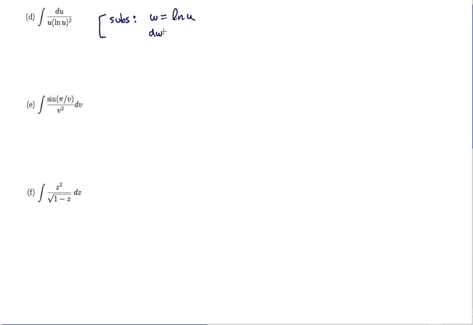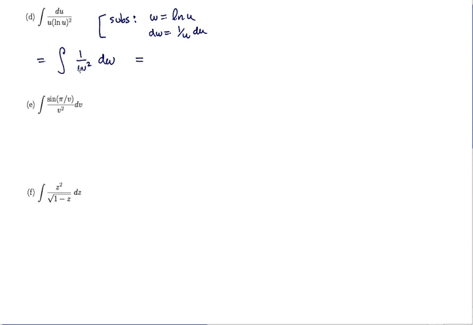So dw is 1 over u du, and therefore our integrand simplifies down to 1 over w squared, because I'm replacing logarithm of u with w, and the du over u gets replaced with dw. So our original integrand, we've simplified it through this substitution down to something easier to deal with. And that's the goal of this substitution, is to take a complicated integral and try to reduce it down to a simpler one that you know how to deal with.